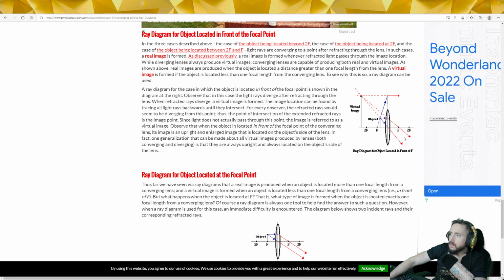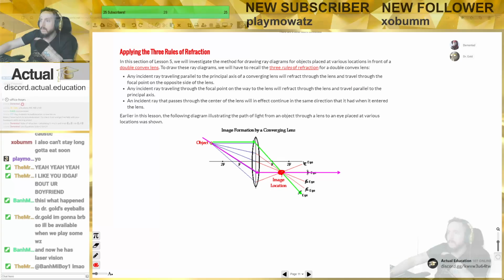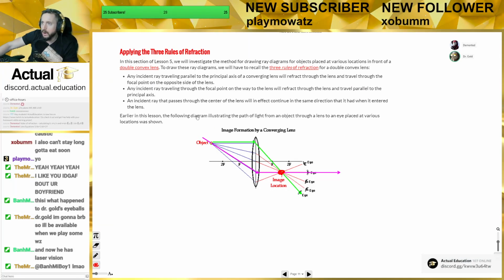Okay, so let's copy this one in. Do you notice how this object is outside the focal point, right? It's over here and whatnot.